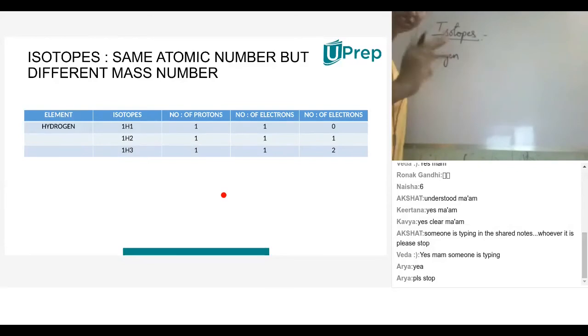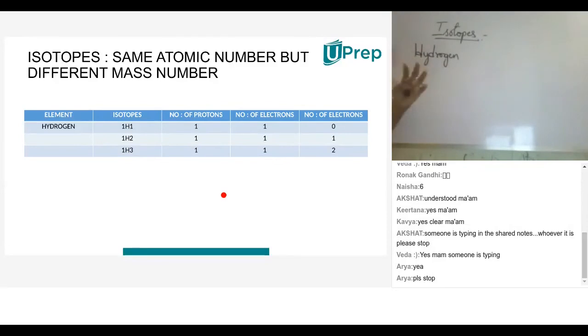Difference in the energy levels, difference in the number of neutrons. There will be a fluctuation of the number of neutrons in the same element. Not all elements are having isotopes. Few elements will undergo the change in the number of neutrons.